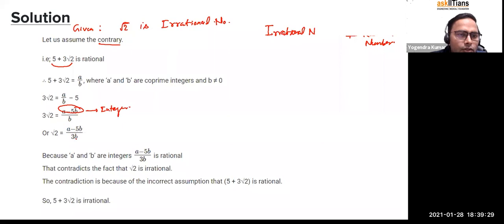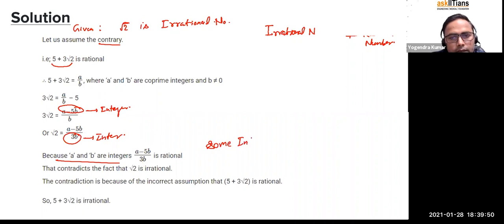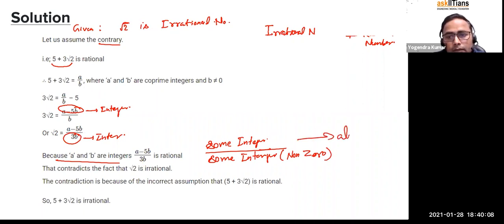right? And down there, this 3 also we can bring here, an integer, right? The numerator is an integer, this is an integer. So on the right side clearly we can say integer divided by integer, a non-zero integer, right? Some integer divided by some other integer, obviously non-zero, this is always a rational number.